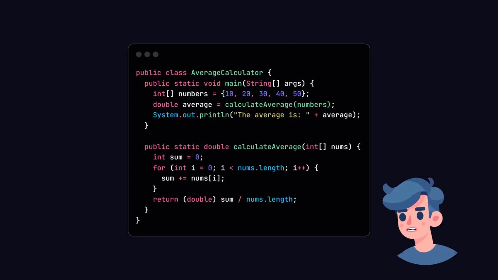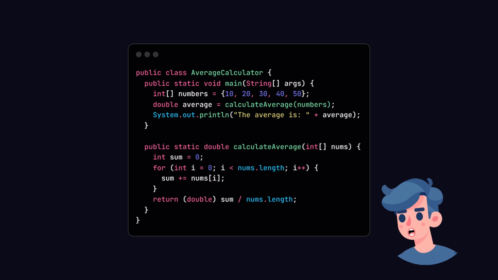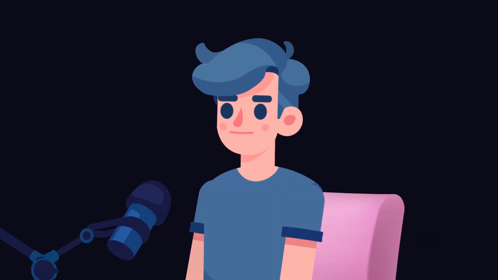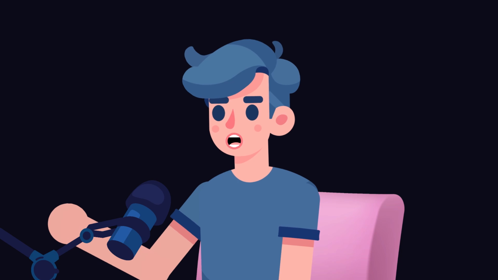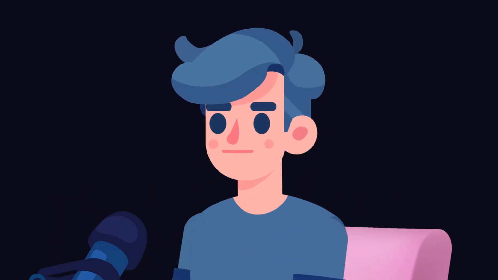To fix this issue, we simply need to modify our loop condition. Let's change it to use less than sign instead of less than or equal to sign. This will ensure we only iterate through valid indices of the array. Let's run the code again. We should now see the correct output. The average is 30.0. Great.